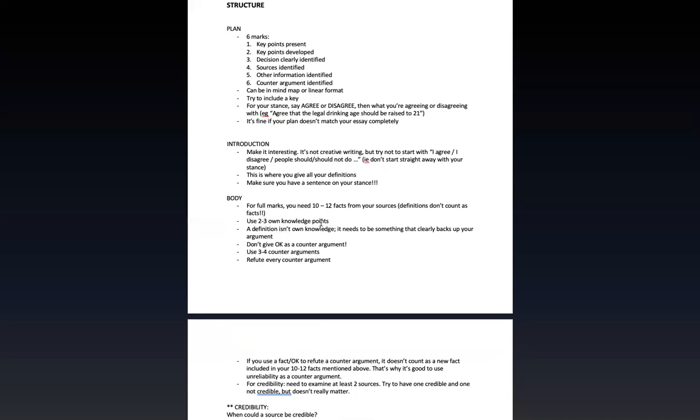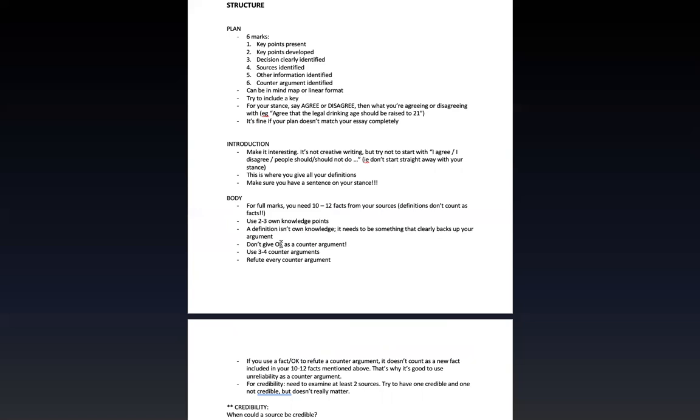As I said, just as it is in the fact, a definition also isn't own knowledge. Just because you can define vegetarian and the sources don't define it, doesn't mean it's own knowledge. It has to back up your argument.